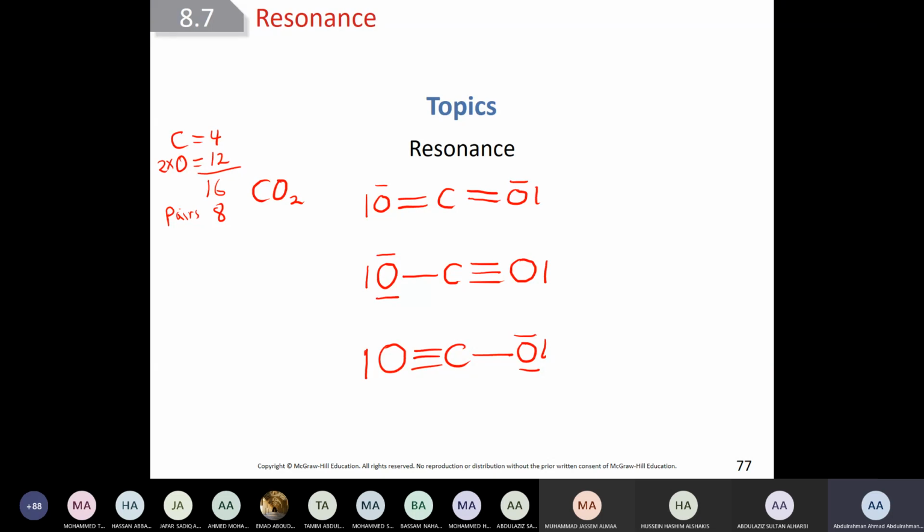We did not move the atoms, but we moved the electrons, and all of them make the same structure. We call this resonance. Don't forget the name, write it down and memorize it. What's the meaning of resonance? Without shifting the atoms, we just shift the electrons, and in this case we can find more than one structure. So for CO2, we have 3 resonance structures.